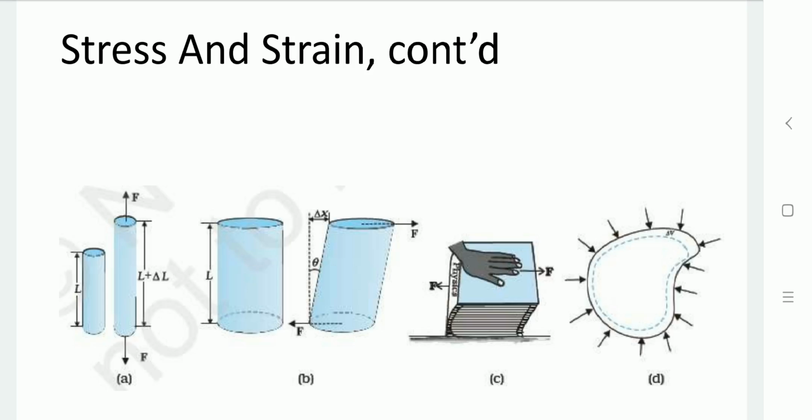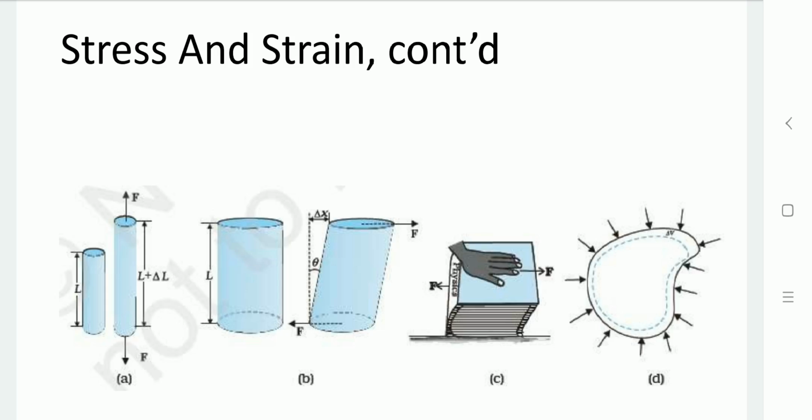So here, we can say that an angle theta has been generated. If I say tan theta, that would be equal to delta X by L. So shearing strain is also denoted as tan theta, which is equal to delta X by L. And this theta is known as the angular displacement of the cylinder with respect to the vertical reference.